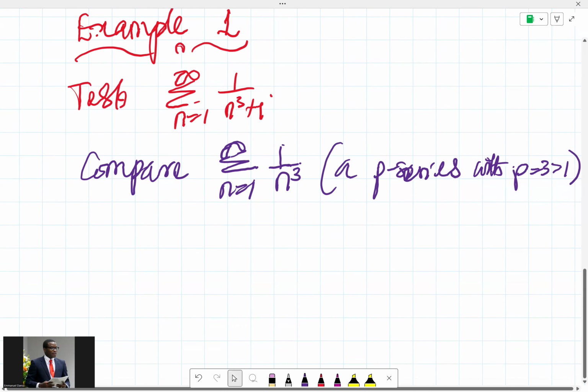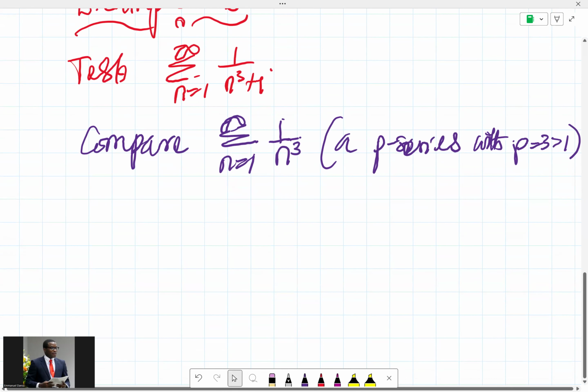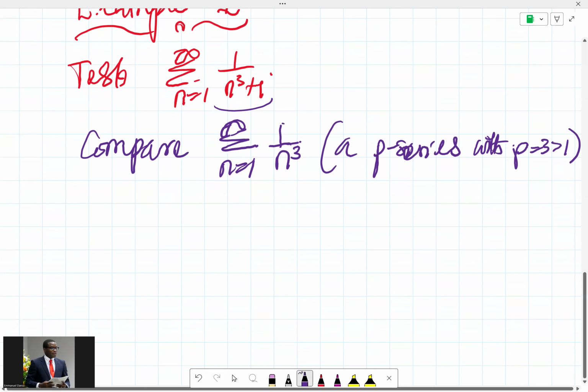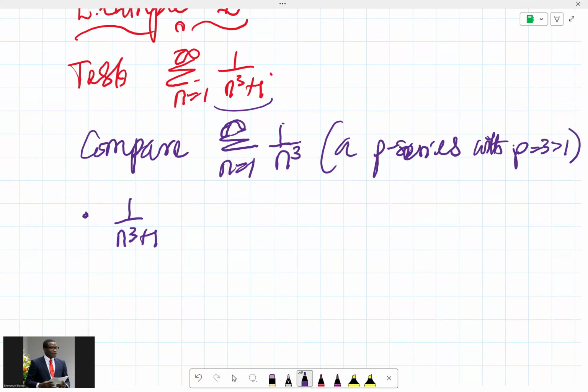So compare this now with what we have, 1 over n cube plus 1. If we take out the 1, I will just have the normal p series. So if you compare that, you'll see that 1 over n cube plus 1 is less than or equal to 1 over n cube for all n greater than or equal to 1. What that simply means is that for any value of n, for instance, if n is 0, this is 1, and this one will be undefined. 0 is way less than infinity.